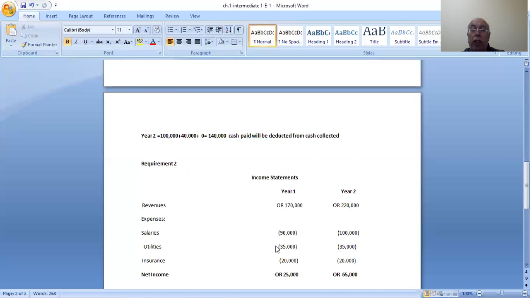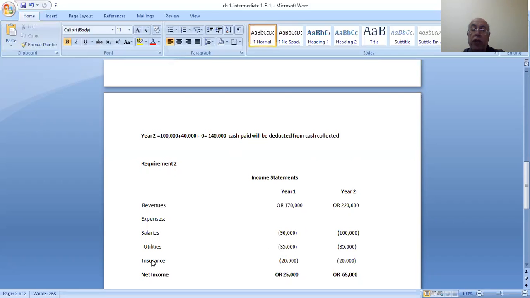As for utilities, the amount paid in cash in year one was 30,000. But the utility cost in reality was 35,000, as mentioned in the additional information. So the remaining amount of the total utility for both years, 30 plus 40 as paid here, will be 35,000. Same thing here.